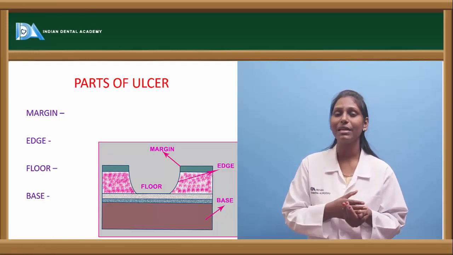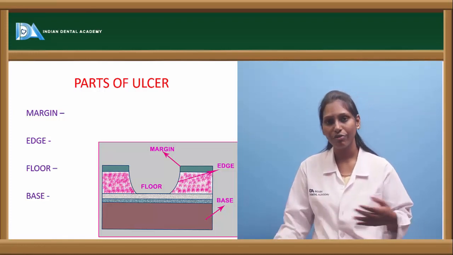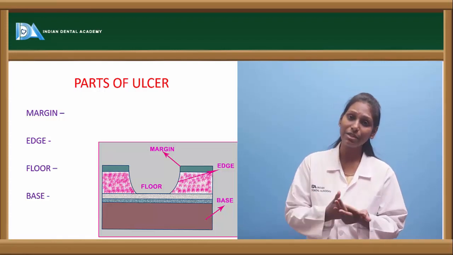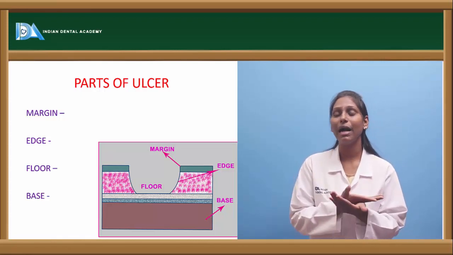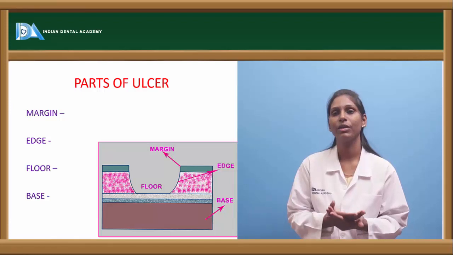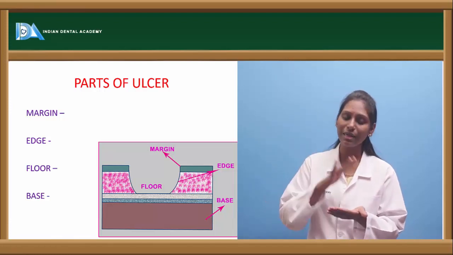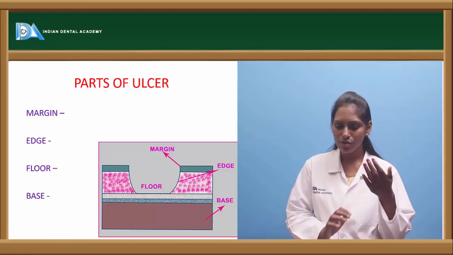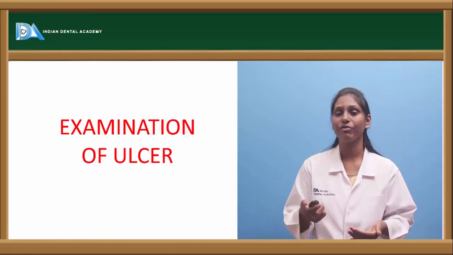Sometimes in very deep ulcers, like a trophic ulcer, pressure ulcer or decubitus ulcer, the base of an ulcer can be as deep as the underlying bone or muscle or tendon. In those cases, the underlying bone actually becomes the base of the ulcer. So these are the various parts of an ulcer.